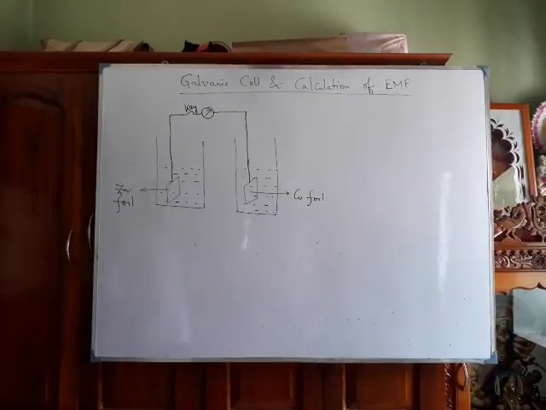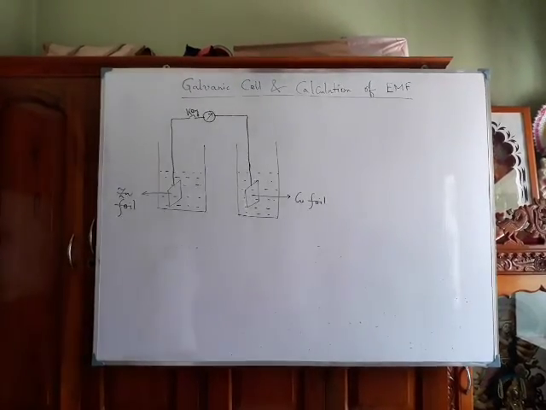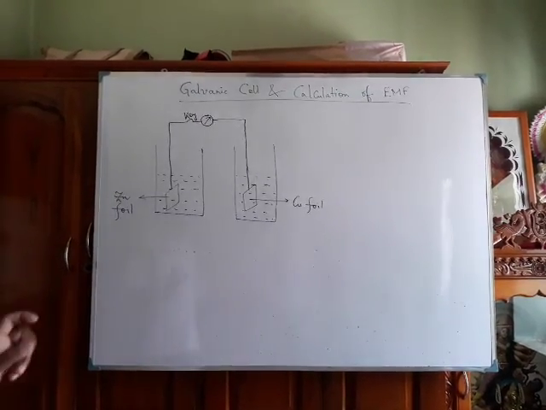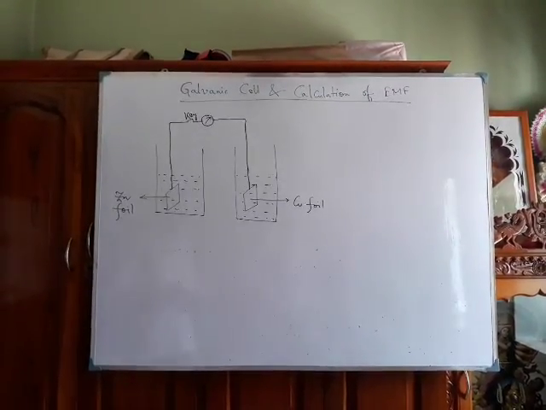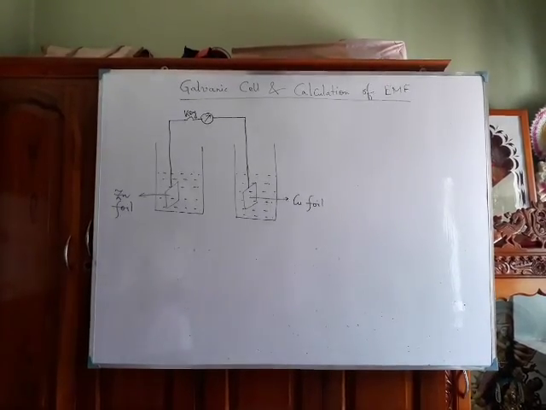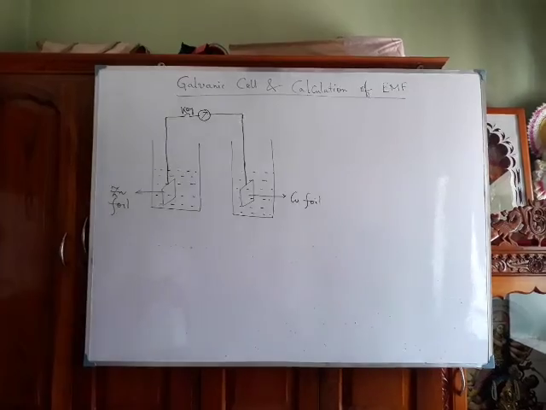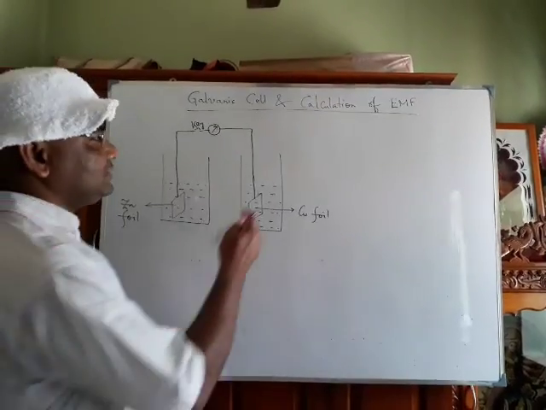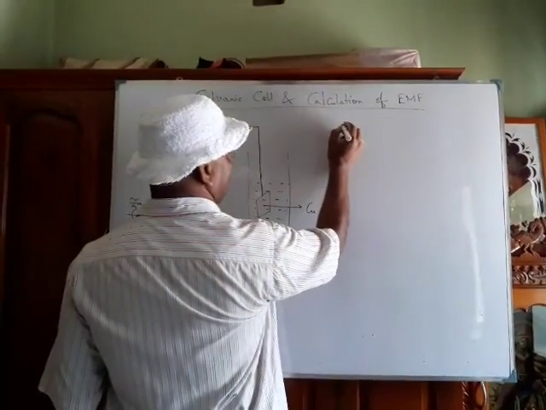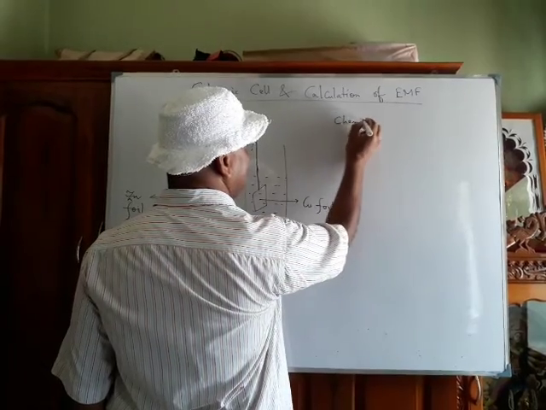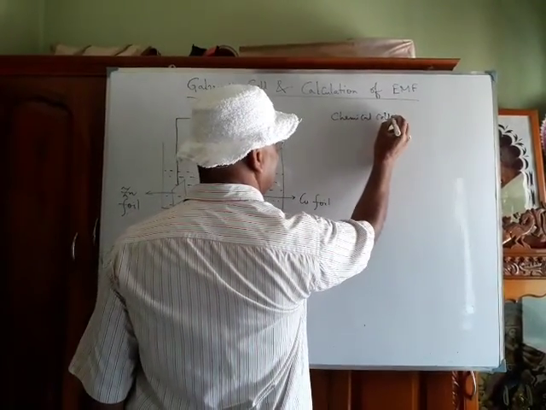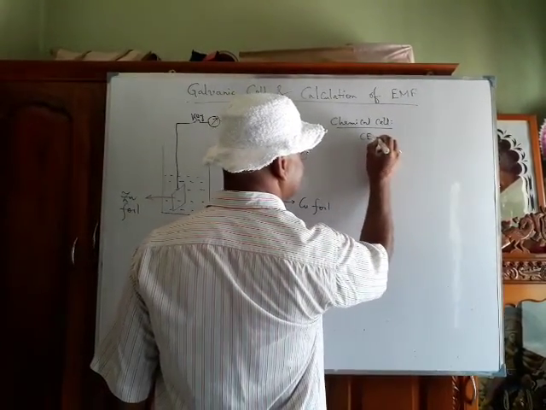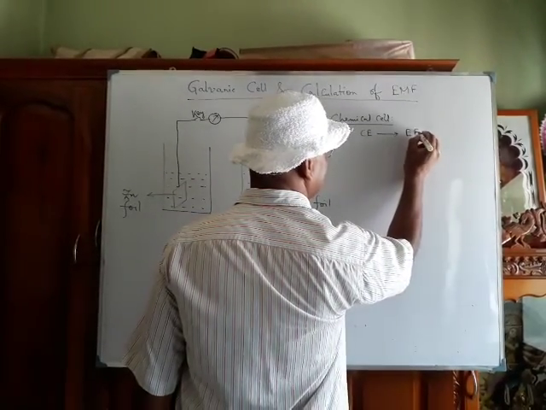Today our discussion will be on a part of the electrochemistry chapter, galvanic cell and calculation of EMF. At first you have to know the meaning of chemical cell and electrolytic cell. Here this galvanic cell is an example of chemical cell. The meaning of chemical cell is an arrangement which converts chemical energy into electrical energy.